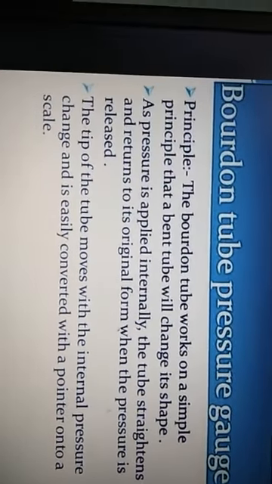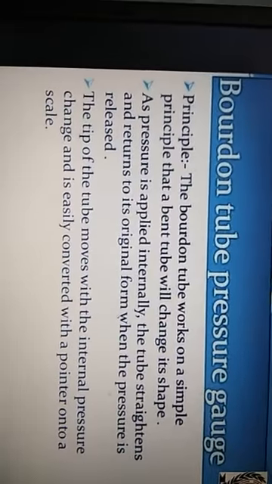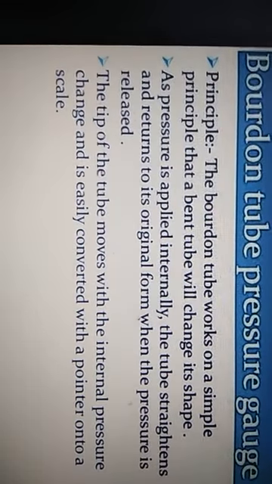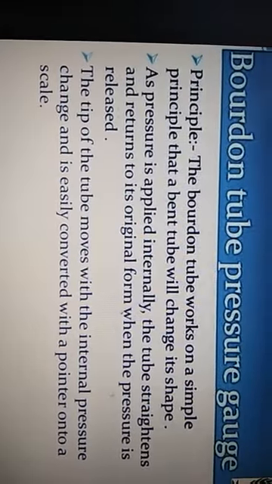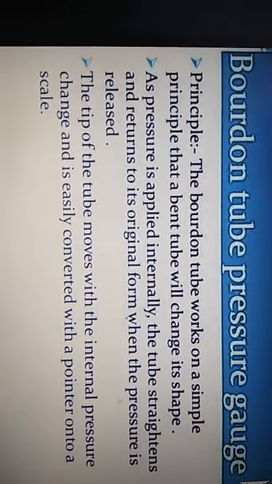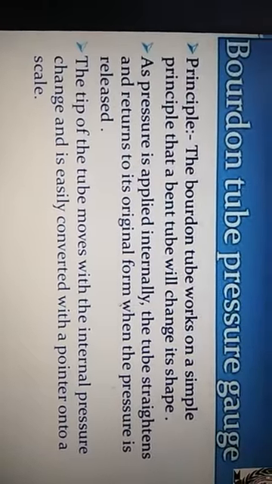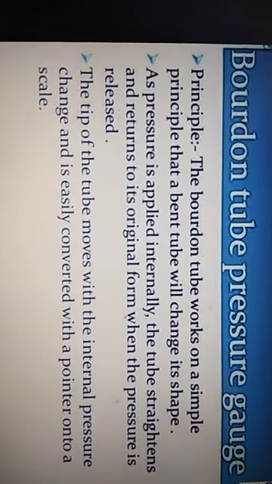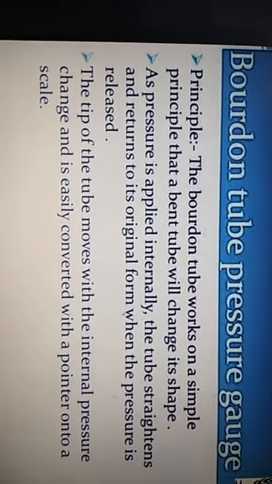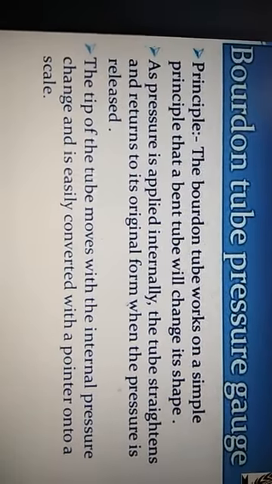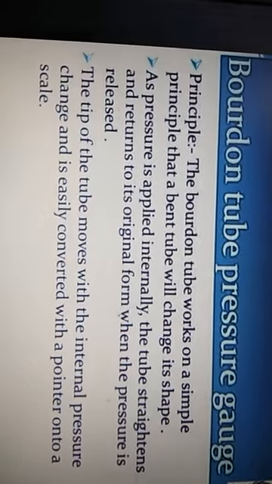Bourdon tube pressure gauge. For the measurement of the pressure with the help of the Bourdon tube, we use the gauge also. Principle: the Bourdon tube works on the simple principle that a bent tube will change its shape. After applying the pressure, the tube will be bent at the end. That will change its shape. As pressure is applied internally, the tube straightens and returns to its original form when the pressure is released.